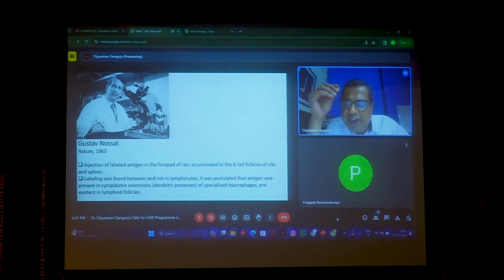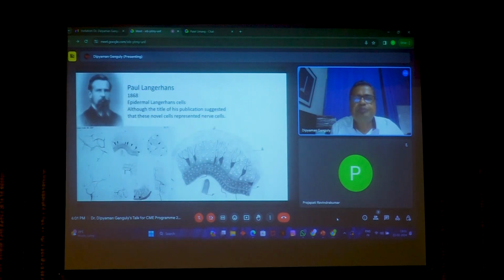And that was something very interesting. Because the antigens were labeled, the cells between the lymphocytes were also labeled. And he found that there are long cytoplasmic extensions. He thought they were macrophages that are pre-existent in the lymphoid follicles, and they were actually holding these antigens, not the lymphocytes. And that was the first clue for us about how antigen crosses through or passes through the innate immune cell and gives the information flow towards adaptive immune cells.